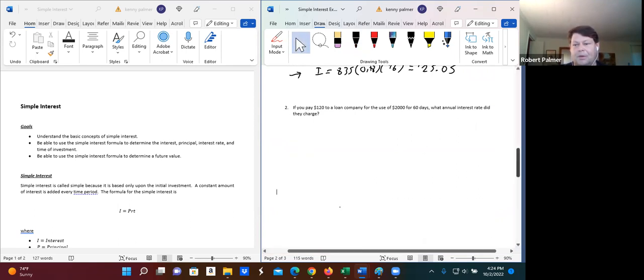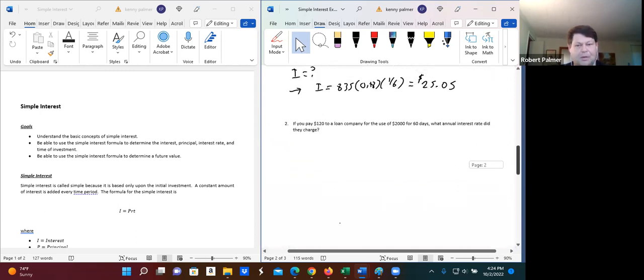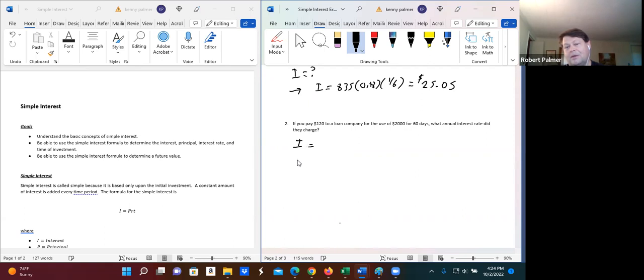Okay, this one says, if you pay $120 to a loan company for the use of $2,000 for 60 days, what annual interest rate did they charge? So once again, we have to think about what everything is. Let's list our variables. We have our I, our P, our R, and our T. Figure out what each one is.